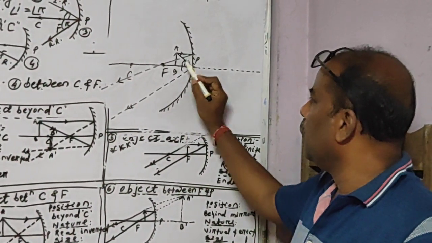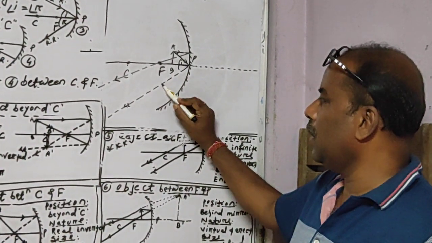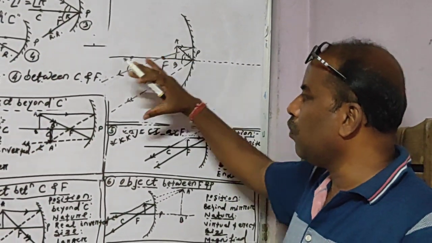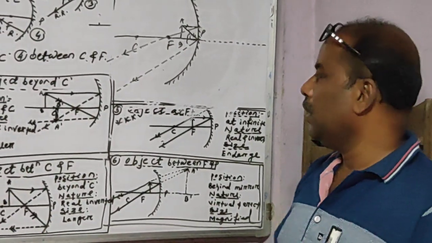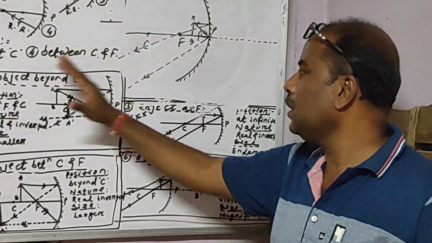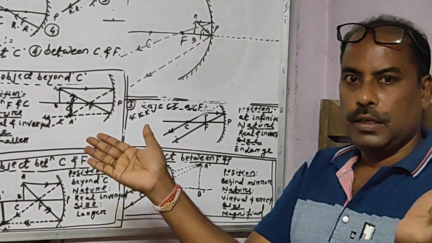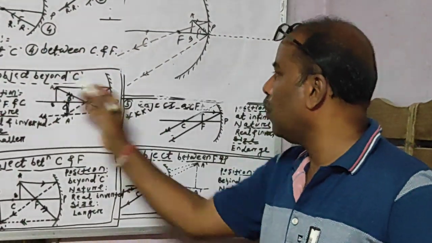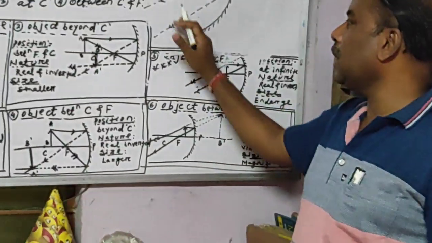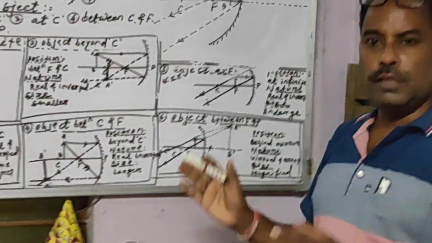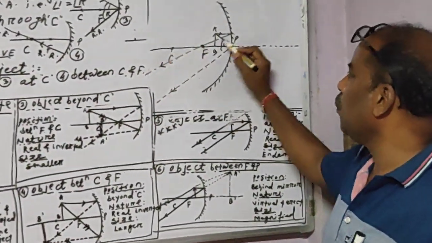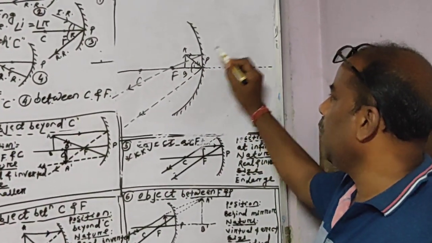Now you see, this is the first reflected ray, this is the second reflected ray. As they are moving far away from each other, they are diverting more from each other. As we go more and more, they will divert from each other. So there is no chance of intersecting these two reflected rays on the left hand side. So as there is no chance on this side, we have to draw the line back side.